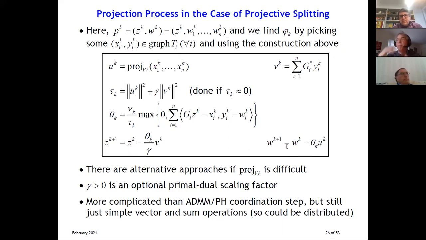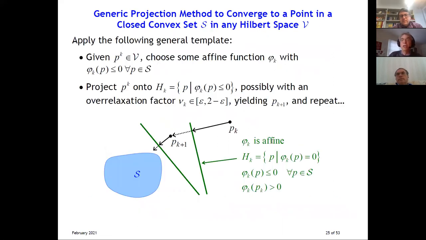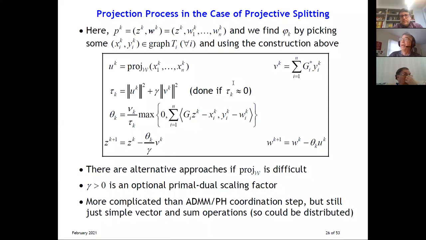This may look sort of complicated, but rather than worrying about the details, it's basically how this very generic algorithm for trying to converge to a point in a convex set plays out in this particular space and with this particular choice of separator. When I say particular choice of separator, it's still very general.